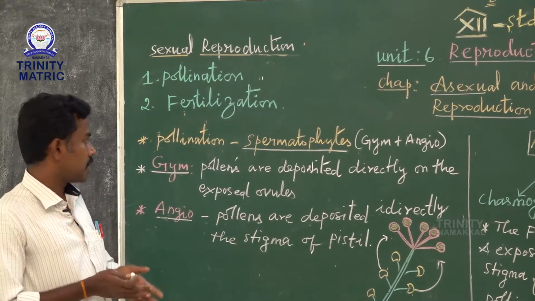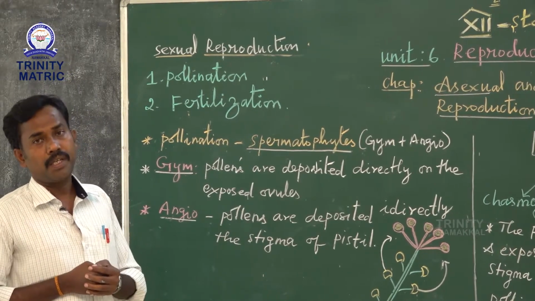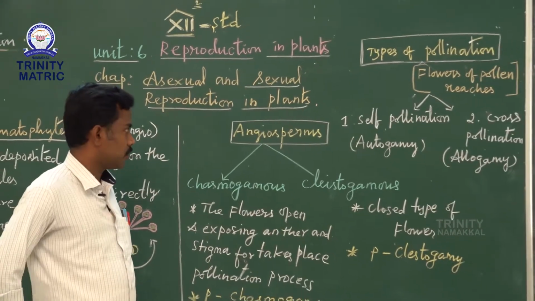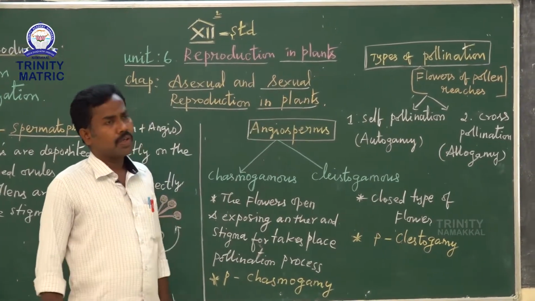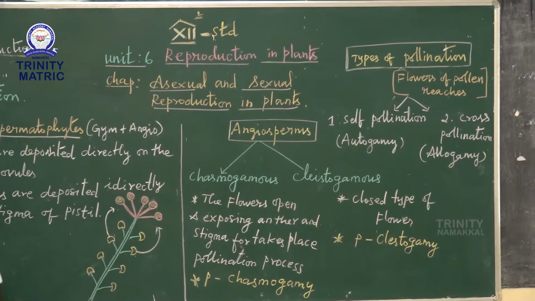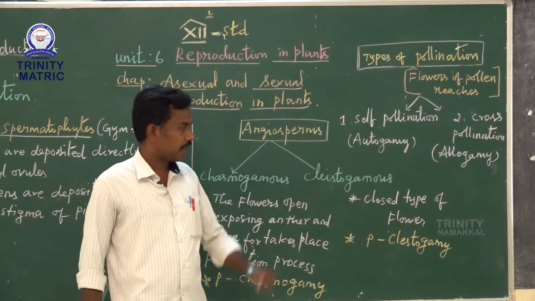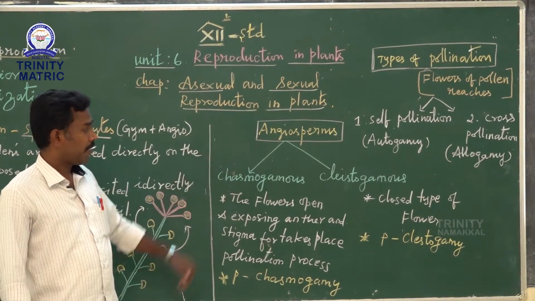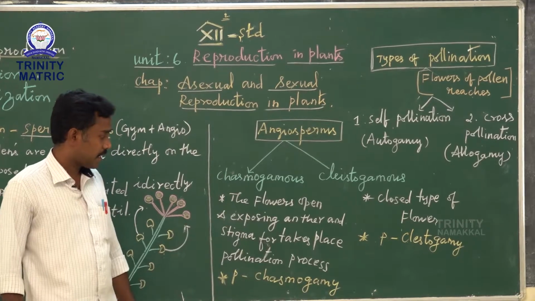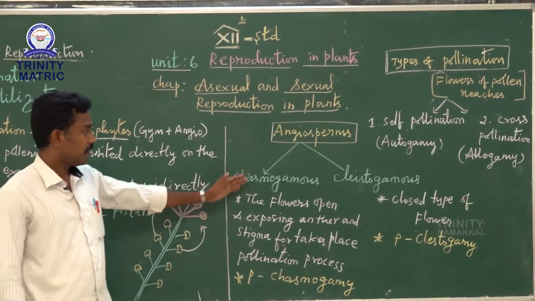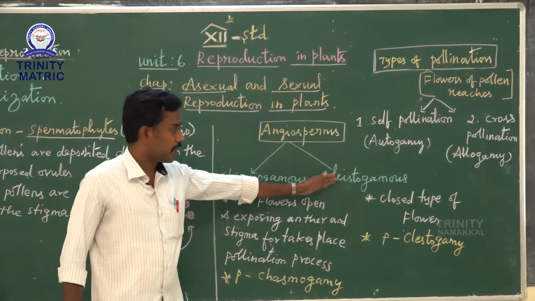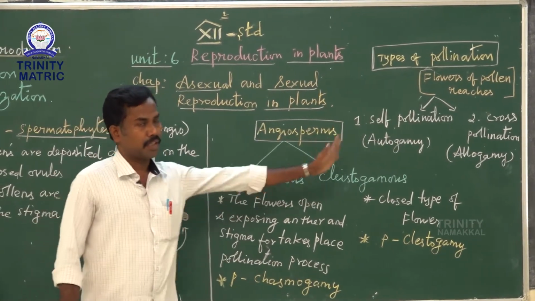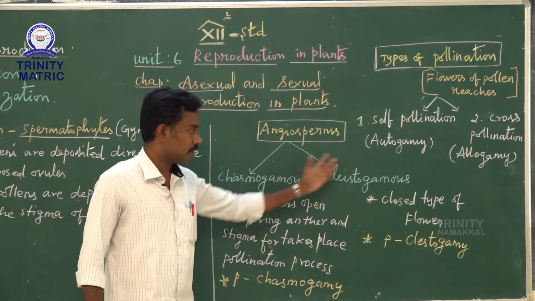Generally, the majority of angiosperm plants carry out the pollination process with open types of flowers. See that. The next topic is angiosperms. Angiosperms have two types of flowers. The first one is the chasmogamous flower. The second one is the cleistogamous flower. The chasmogamous flower means the flower opens, exposing the anther and stigma so that pollination takes place. That is called chasmogamous. Then the other one is cleistogamous. This is the opposite. Both words are Greek words.